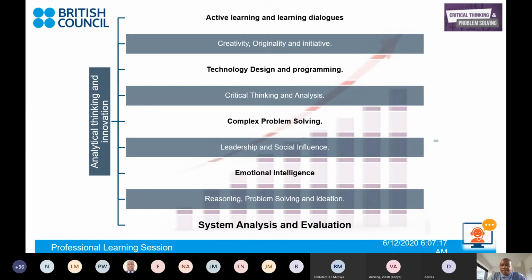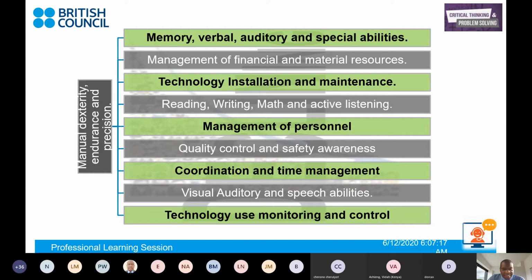The other one is technology design, and that one will help so that when you are working with the learners, they are able to bring in technology. Then we are also talking about critical thinking and analysis. These are some of the skills which are growing and they are required by employers: complex problem solving, as well as leadership and social influence, emotional intelligence, and reasoning, problem solving, and ideation. These are the kind of skills which are required, and we should not wait until people go to the university for them to start having these particular skills. The skill sets should begin at the formative years when they are still in school so that they build them over time. And you'll find that some things are declining and some are increasing.